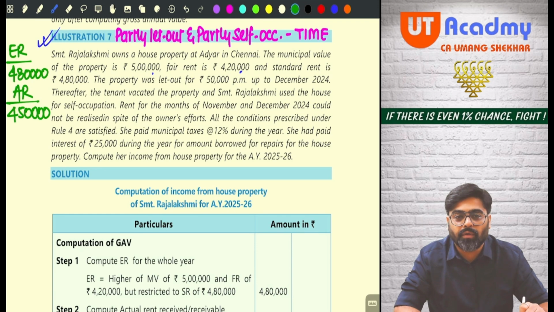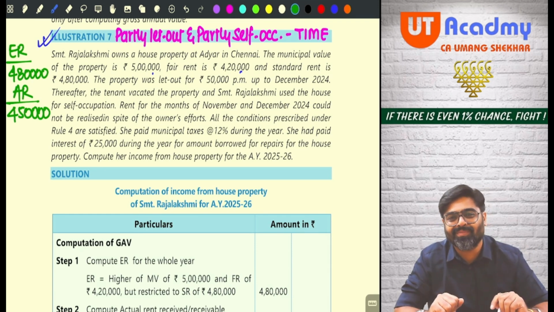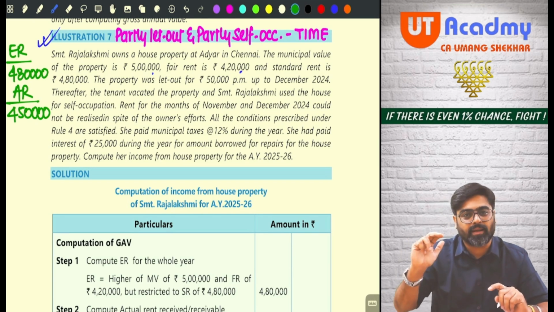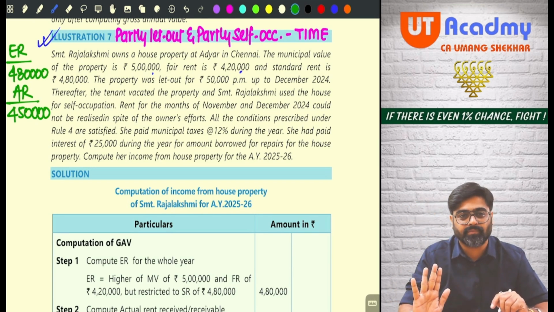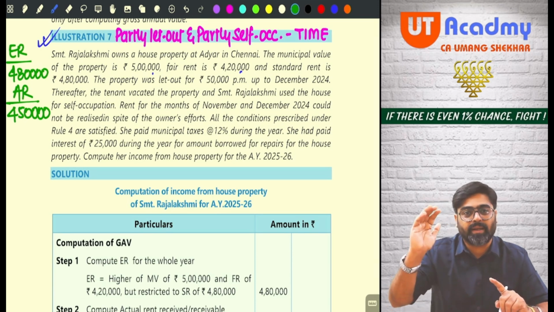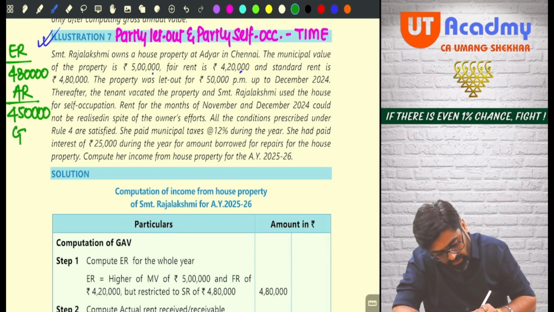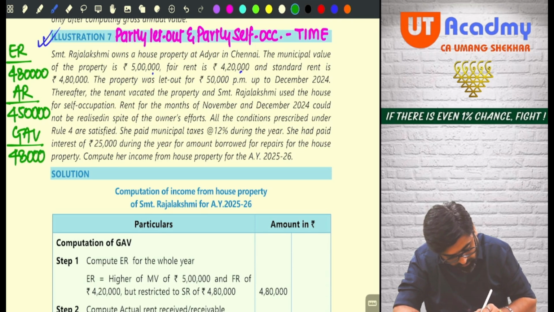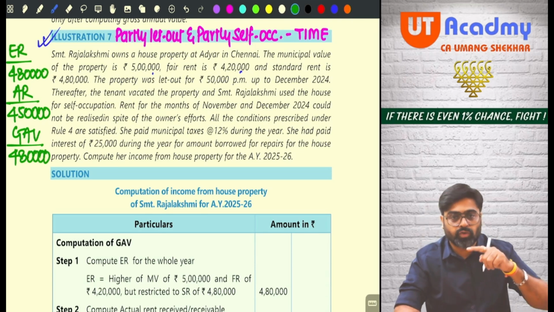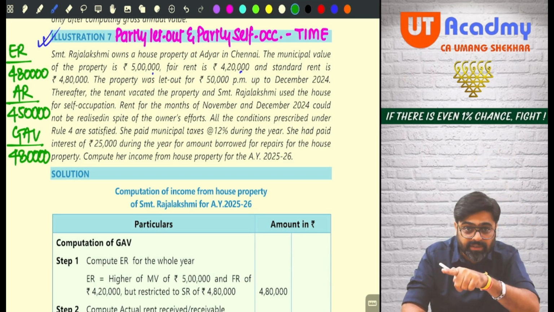Now, if there is no vacancy, what do we do? Actual rent or expected rent, whichever is higher, that we take as GAV. So our GAV here will be 4,80,000 only. I should have reduced unrealized rent from actual rent, but we are not going to do that. We are reducing unrealized rent from GAV.